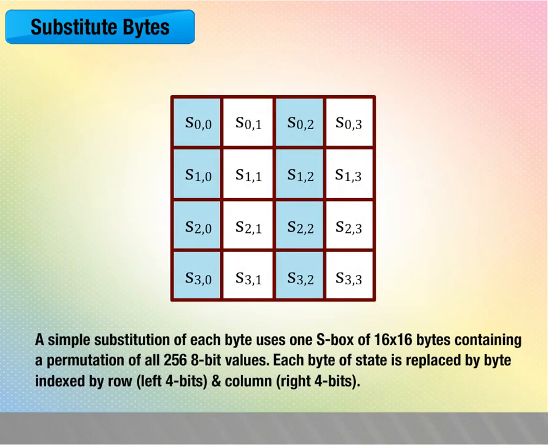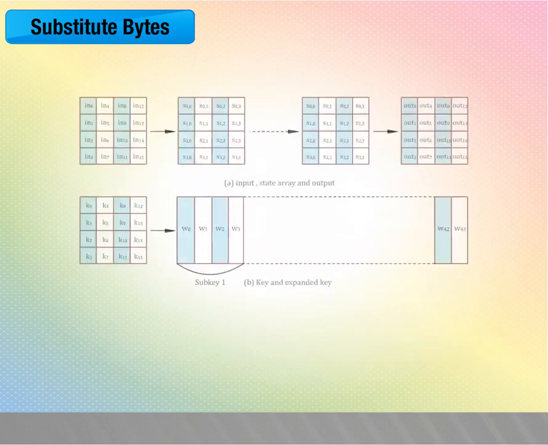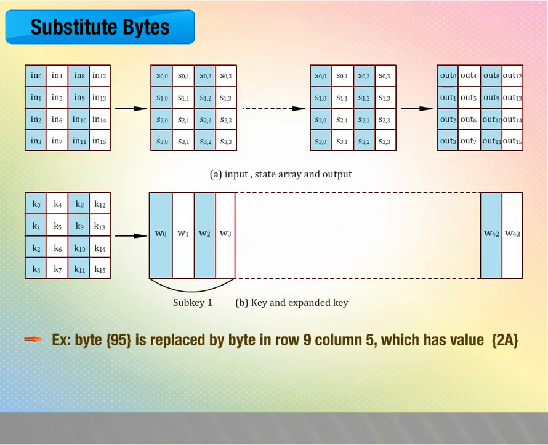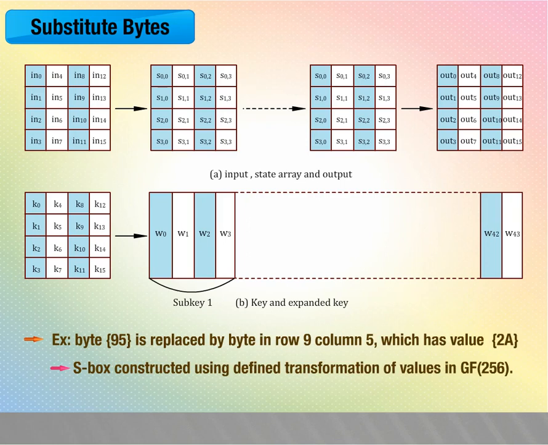A simple substitution of each byte uses one S-box of 16 by 16 bytes containing a permutation of all 256 8-bit values. Each byte of state is replaced by the byte indexed by row, that is the left 4 bits, and column, the right 4 bits. Example: byte 95 is replaced by the byte in row 9, column 5, which has the value 2A. The S-box is constructed using a defined transformation of values in GF(2^8). It is designed to be resistant to all known attacks.